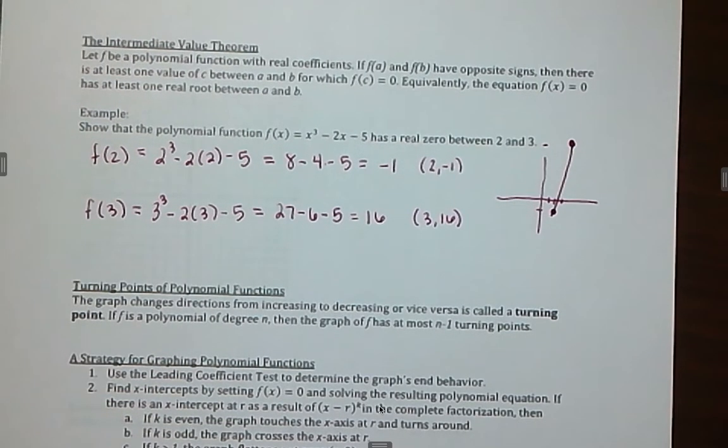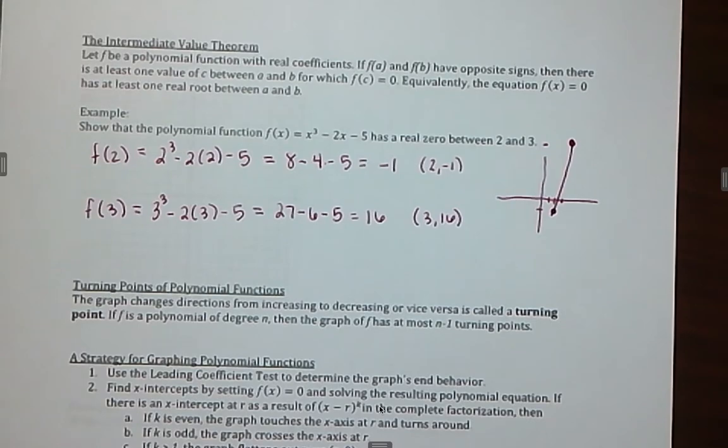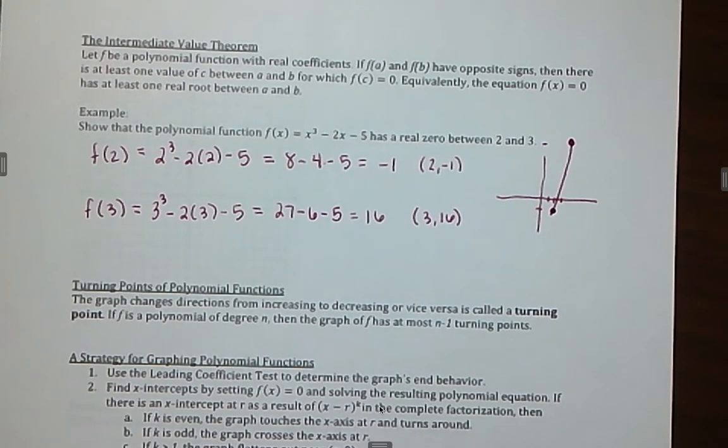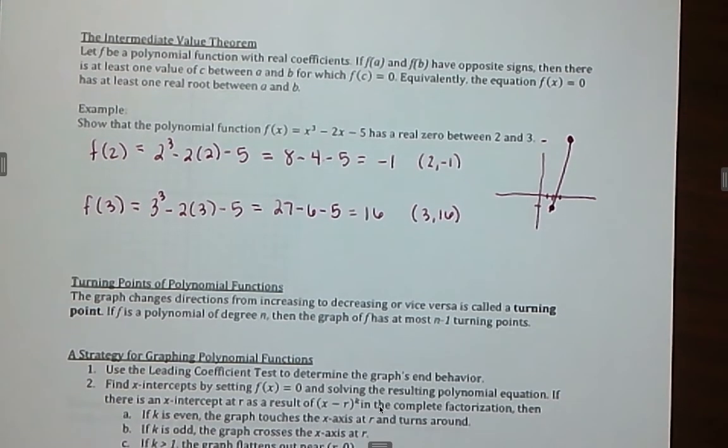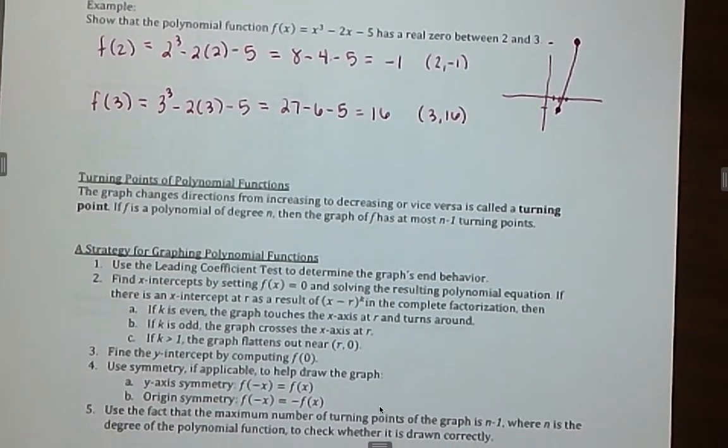Okay, turning points of polynomial functions. When the graph changes directions from increasing to decreasing or vice versa, it's called a turning point. If f is a polynomial of degree n, then it has at most n minus 1 turning points. Just a fact.